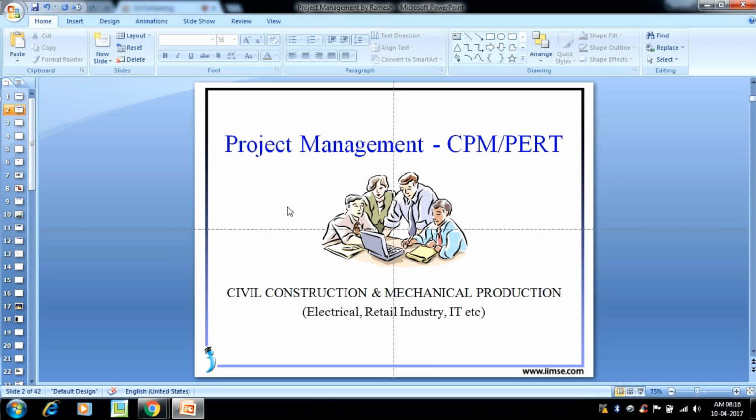Actually, project management is the most important for civil people, and second most important for mechanical. We also use it in different fields such as electrical, retail, and IT. And one more thing, why are we using project management? Previously, we used to do everything in a theoretical way, that means theoretical calculations. In that case, we may make some mistakes, and it may also take much time. Yes or no?